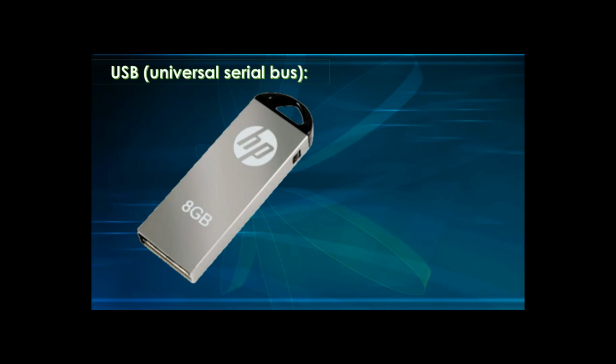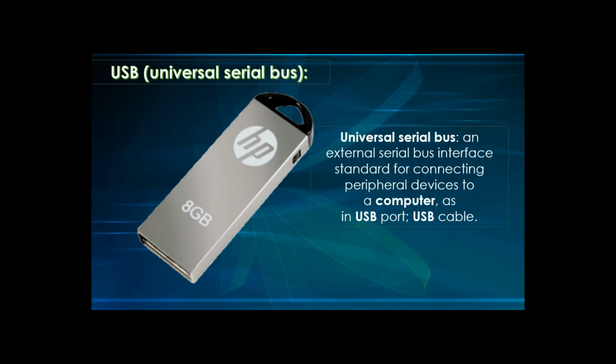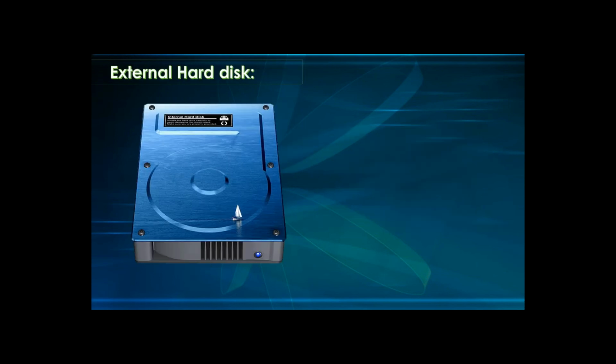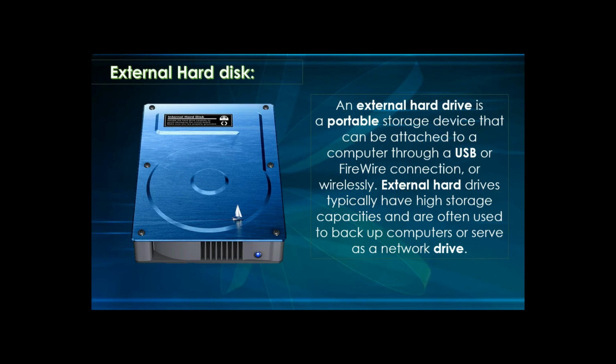You know about USB. Everyone has a USB. Universal serial bus is an external serial bus interface standard for connecting peripheral devices to a computer, as in USB ports and USB cables. What about external hard disks? External hard disks are used like a USB, and it is a portable storage device that can be attached to a computer through a USB or firewire connection or wirelessly. External hard drives typically have large storage capacities and are often used to back up computers or serve as a network drive.